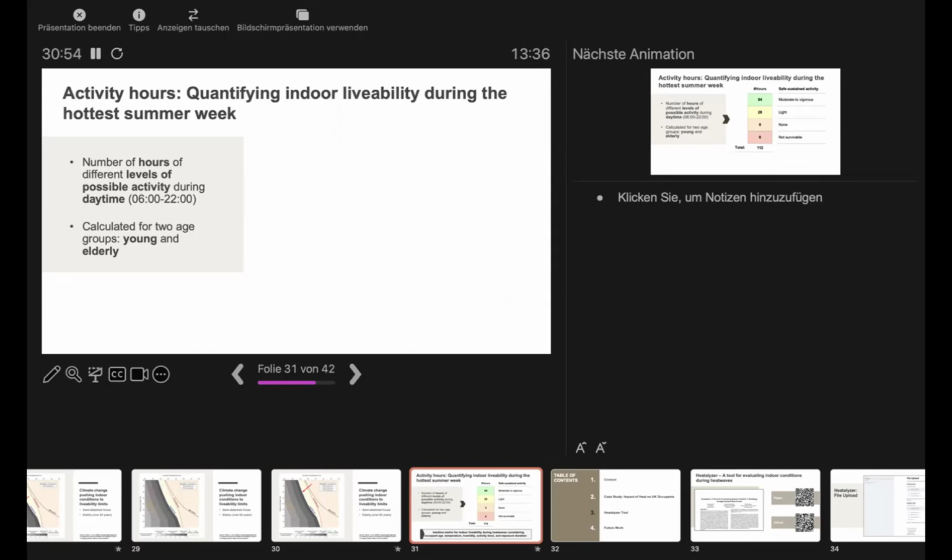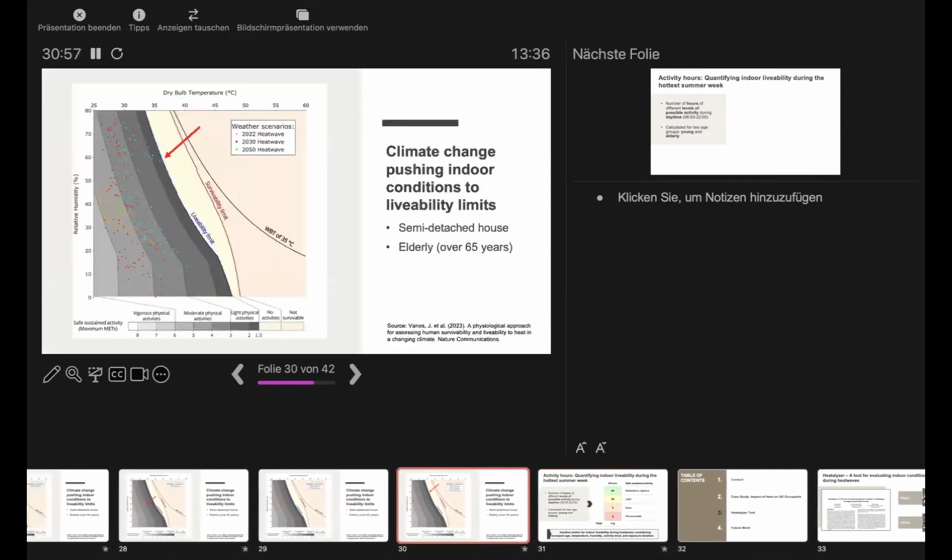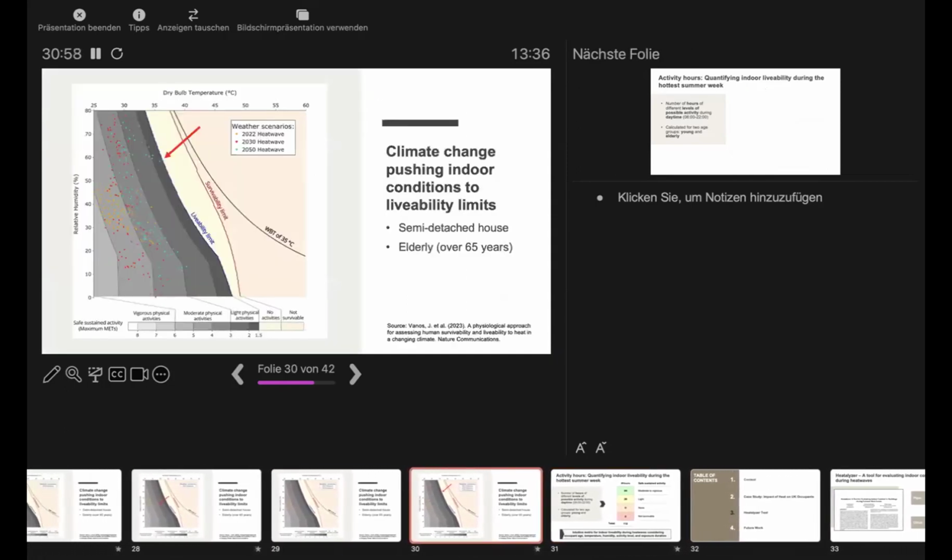Essentially, maybe we go back to this, we defined 4 different ranges of activity. Either you could still do moderate to vigorous activities, and we count the number of hours, or the number of points, that fall within this range. Then we count the number of points that fall within the light physical activities, the number of hours that are not livable anymore, and the ones that are not survivable anymore.